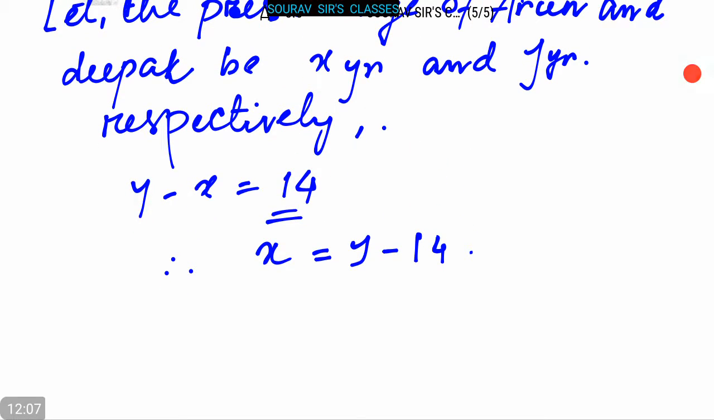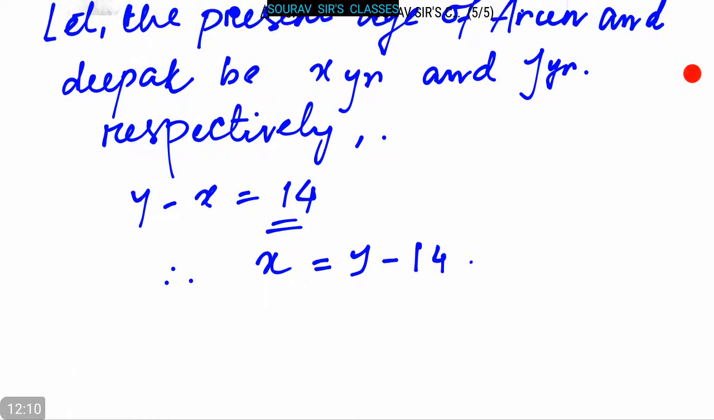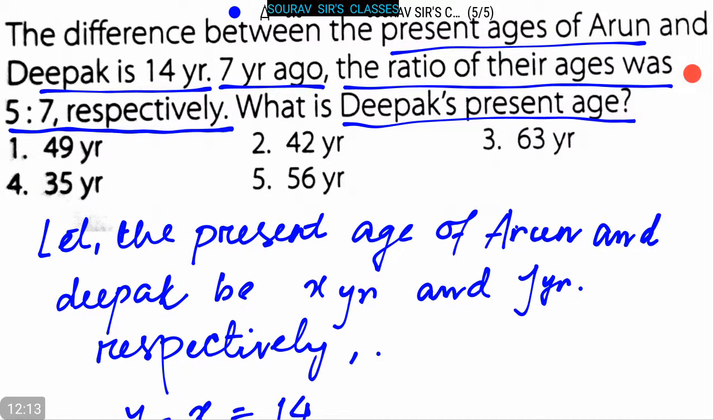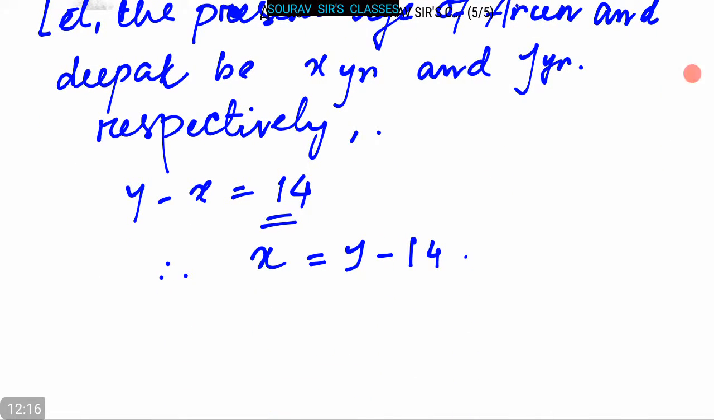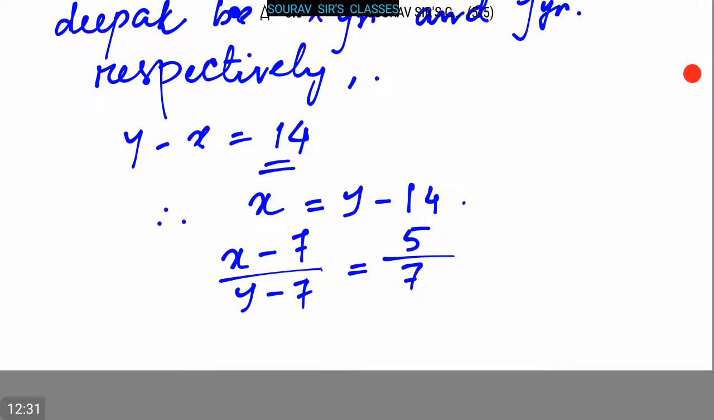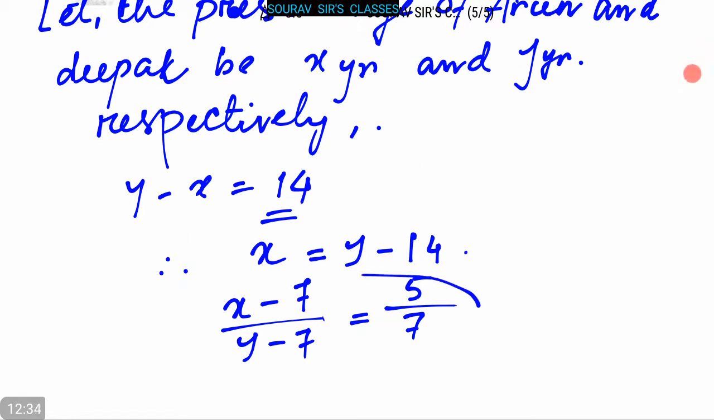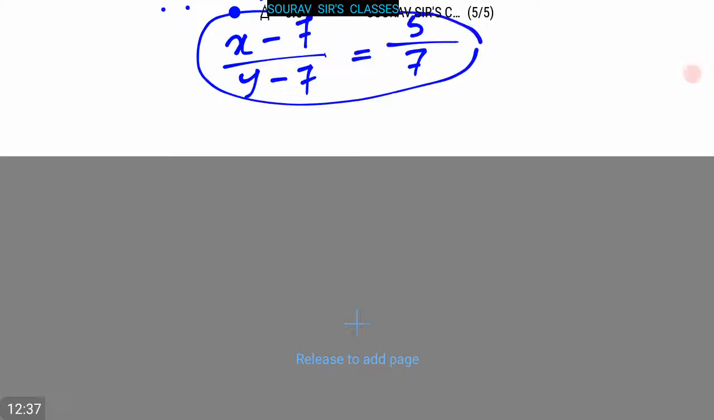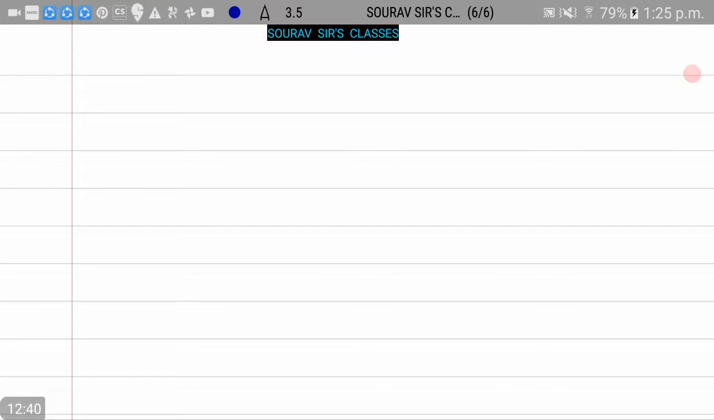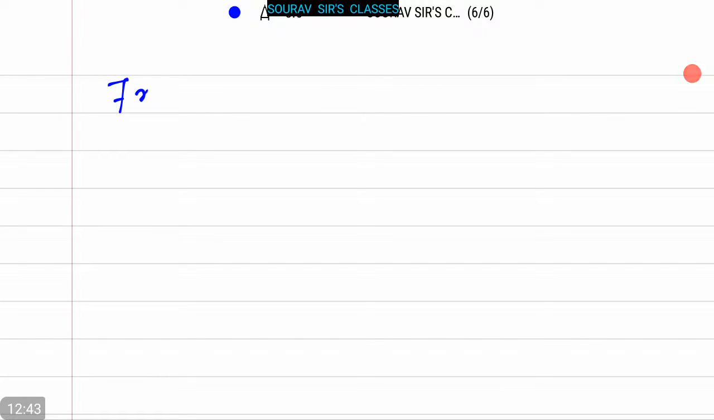And the ratio 7 years before was given as 5:7. So from this we can say that (x minus 7) by (y minus 7) is equal to 5/7. Now by solving this equation we can write it as 7x minus 49 is equal to 5y minus 35.